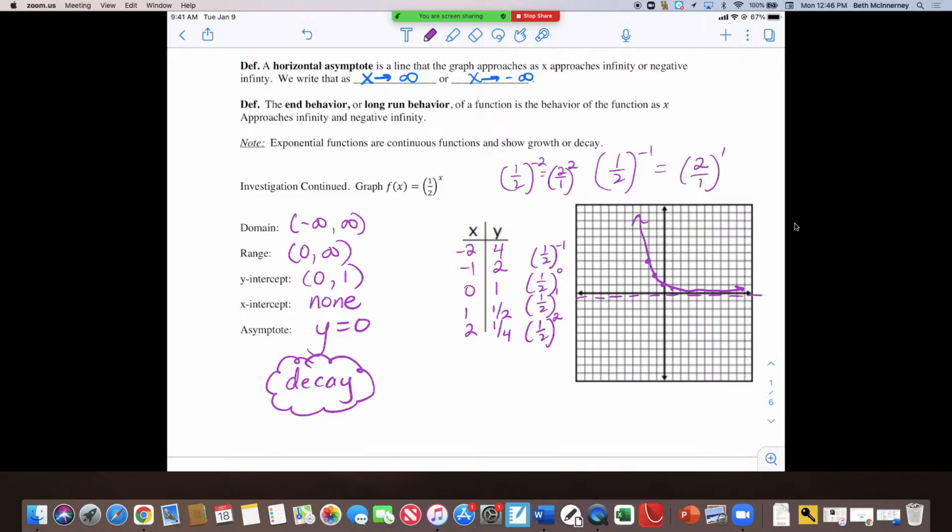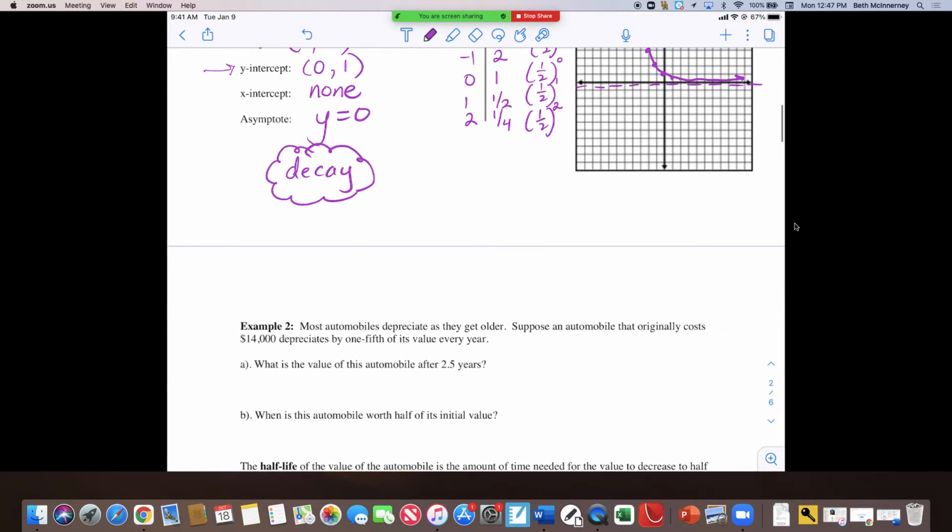Great question. Okay, for my range, it never touches 0. That's why it's a parenthesis. Now, when I'm talking about my intercept, that's not interval notation. That's the point 0, 1. Points don't have brackets. Okay? But great question. My range, there's no bracket around 0 because that would mean it's touching the x-axis, and it doesn't touch it. It gets closer and closer and closer, but it doesn't touch.